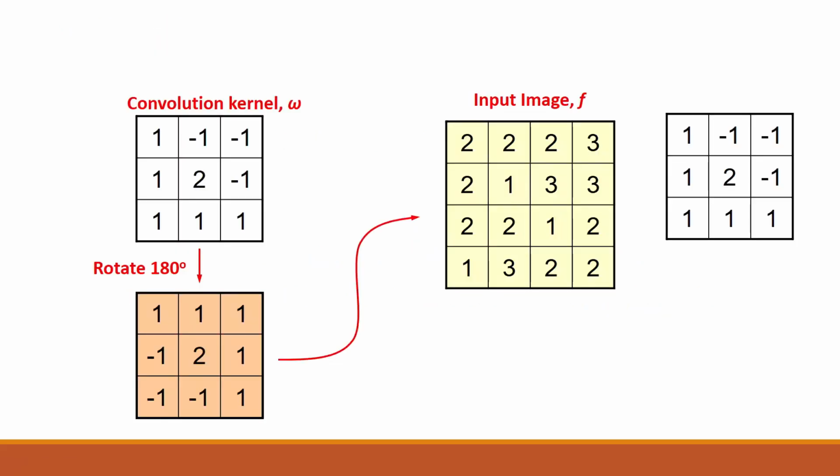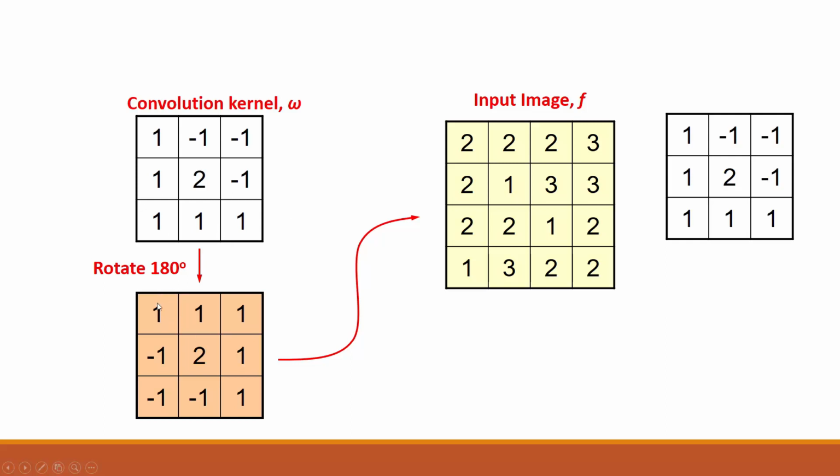Before performing a convolution, we are going to rotate this kernel by 180 degrees. So if we rotate this one by 180 degrees, this becomes 1. This minus 1 rotated by 180 degrees comes this way. Minus 1 rotated by 180 degrees will come here. Now 1 is rotated by 180 degrees, so it will come here. 2 is rotated by 180 degrees to this one. Minus 1 rotated by 180 degrees will come here. 1 is rotated by 180 degrees this way. 1 is rotated by 180 degrees, and this one is also rotated by 180 degrees.